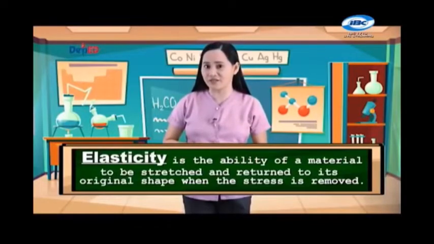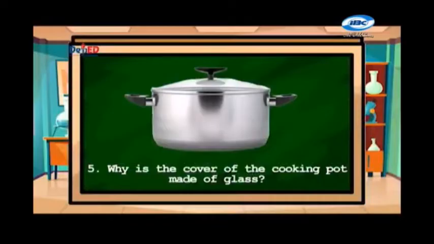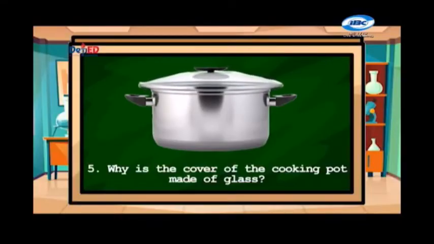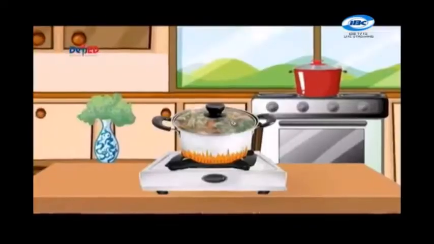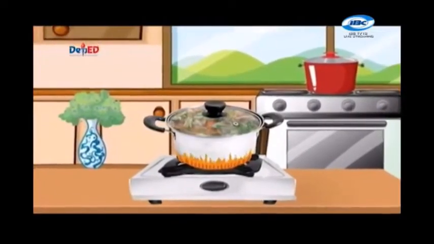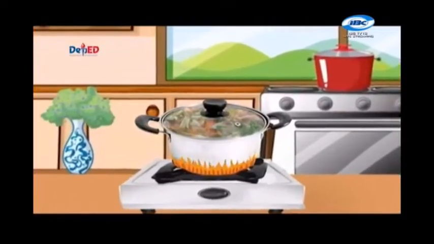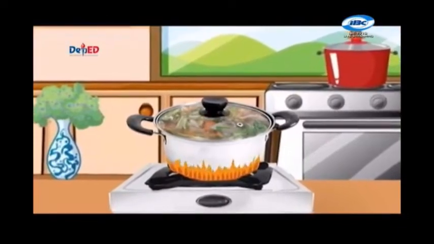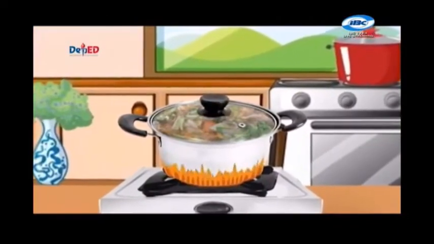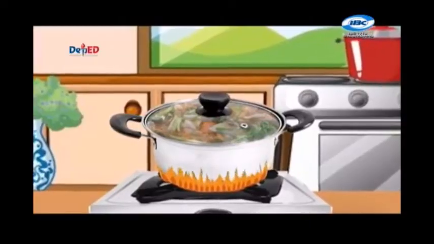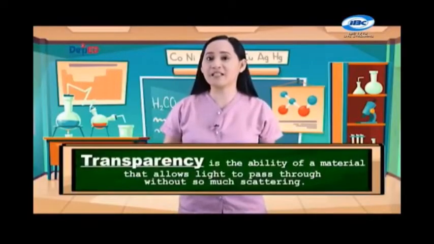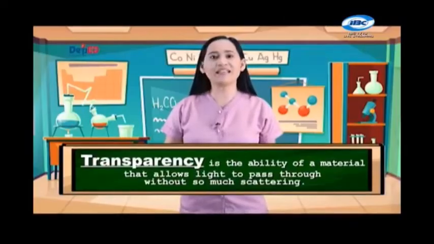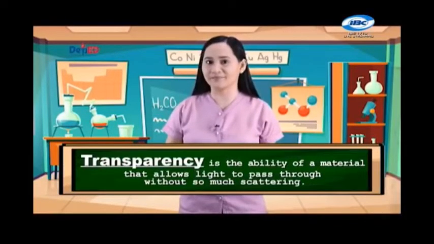Lastly, for question number 5, why is the cover of a cooking pot made of glass? The cover of a cooking pot is made of a certain kind of glass so that one can easily see what is going on inside, because glass is transparent. Transparency is the ability of a material that allows light to pass through without so much scattering.